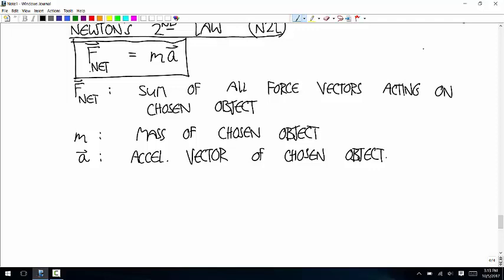Anybody have any questions about Newton's second law right now? Okay, well, so this is what we're going to work with. That's it for today.